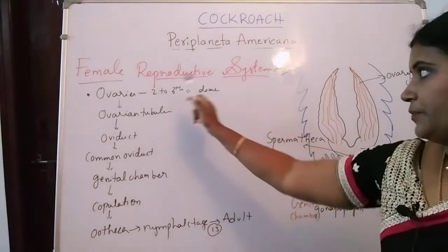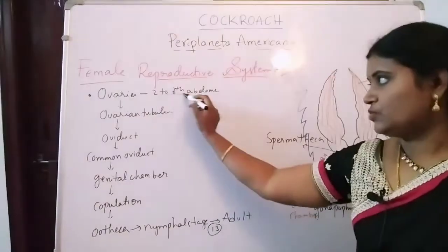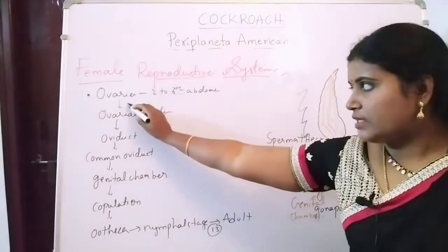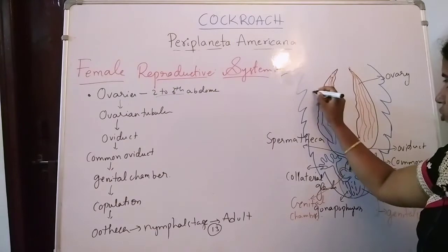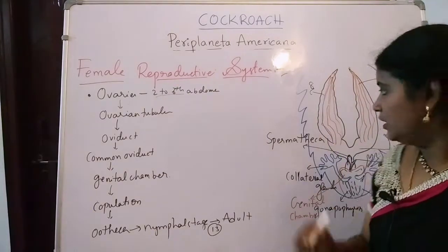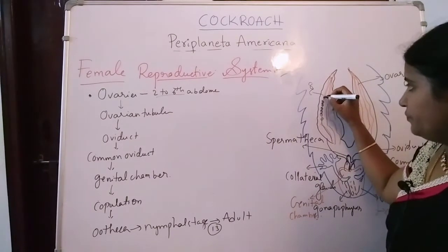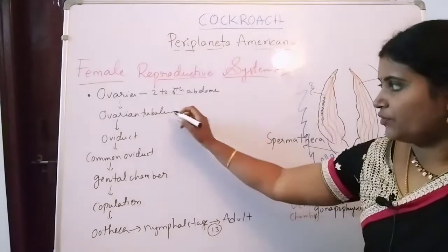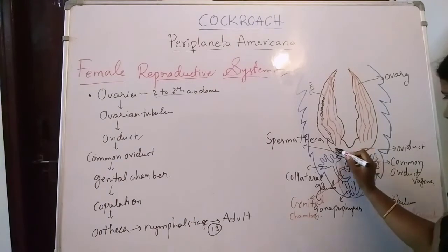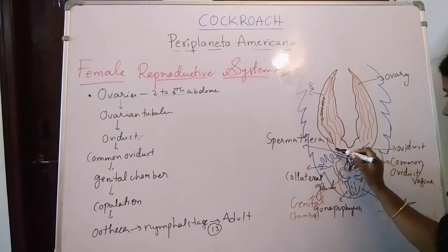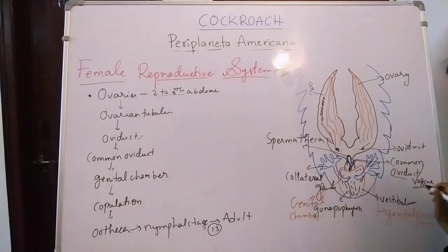Next, see all of you, the female reproductive system. The female reproductive system contains a pair of ovaries which are located in the 2nd to 6th abdominal segments. The ovaries are formed of ovarian tubules. How many? 8 ovarian tubules are present, and these contain the ovum. The ovarian tubules are connected with the oviducts. These two oviducts join together and form a common oviduct, also known as the vaginal portion.